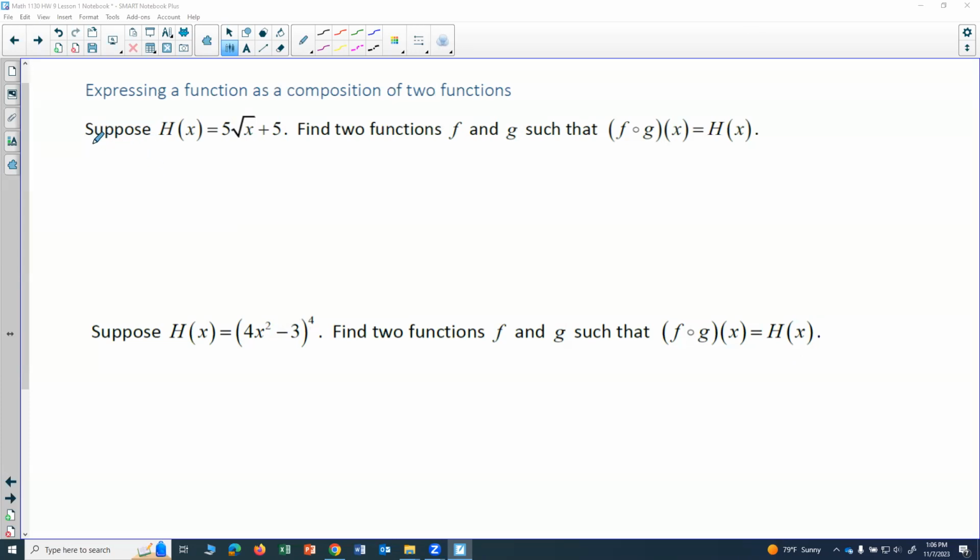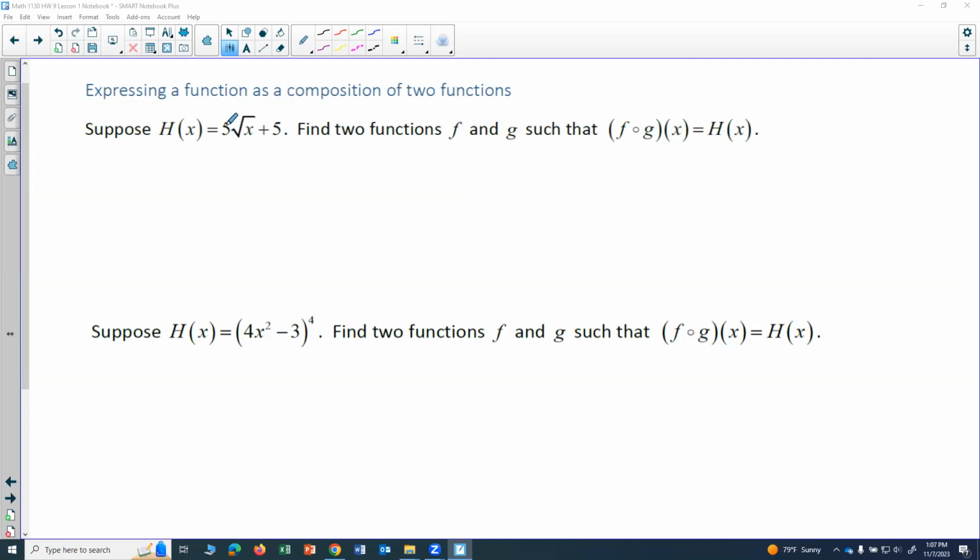The first example says, suppose h of x equals 5 square root of x plus 5. Find two functions f and g such that f of g of x equals h of x. So we want to figure out an inner function g of x and an outer function f of x so that if I plugged g of x into f of x using composition, I would get h of x.